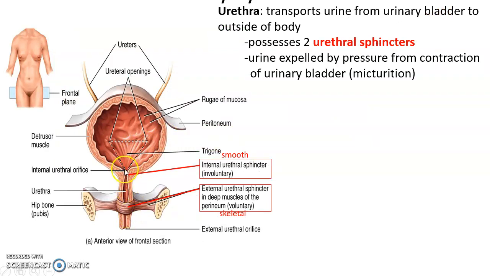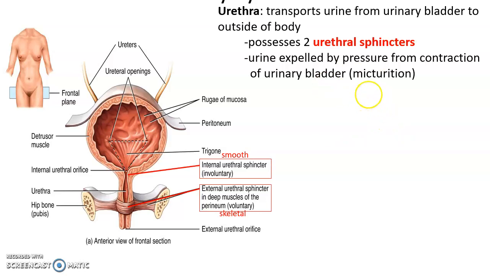The urethra is the tube that comes after the urinary bladder. The urethra has 2 sphincters, the internal urethral sphincter and, a little further down, the external urethral sphincter. These are all in the pelvic cavity.